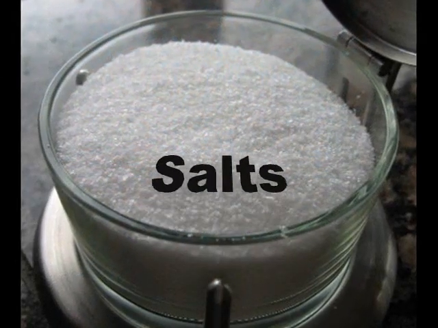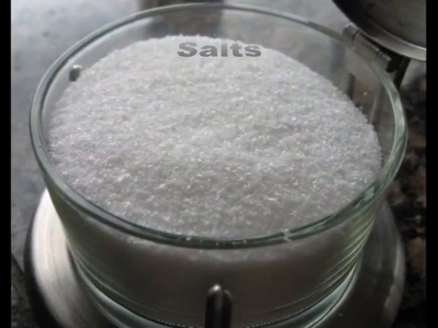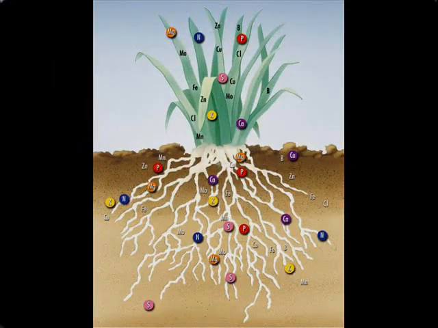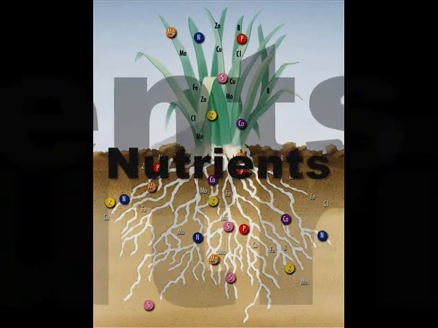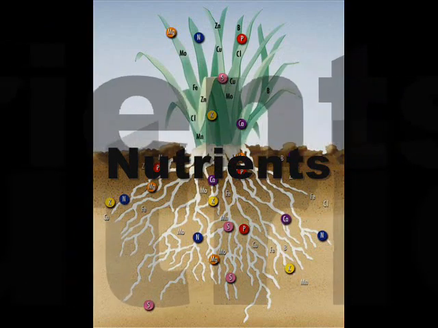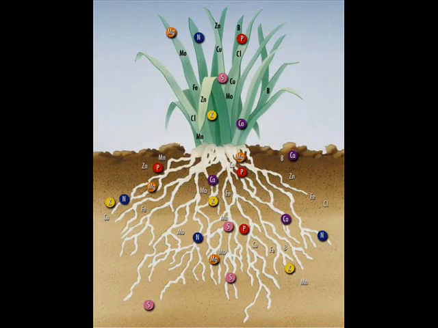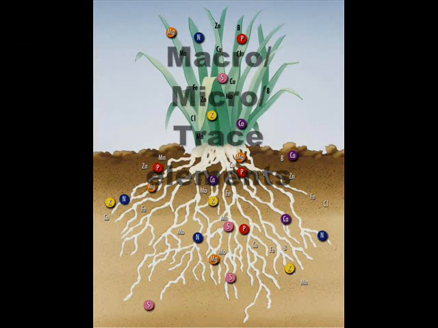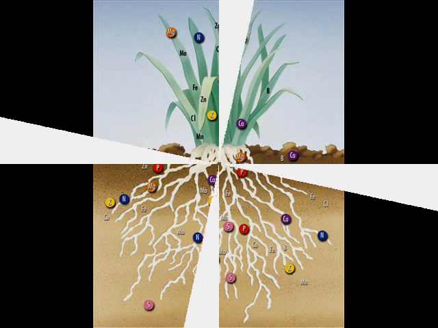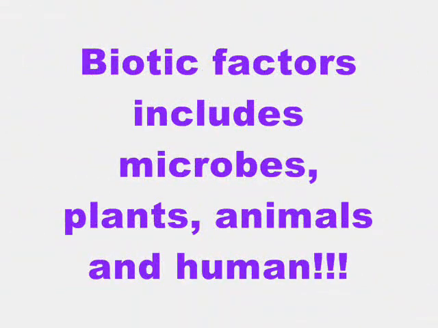The physiological processes of an organism are regulated by salts, and these salts are present in nature in the form of nutrients. Nutrients can be either macronutrients or micronutrients or trace elements, which are required in optimal level for normal functioning of the organism. Coming to the biotic factors, it includes microbes, plants, animals, and humans.